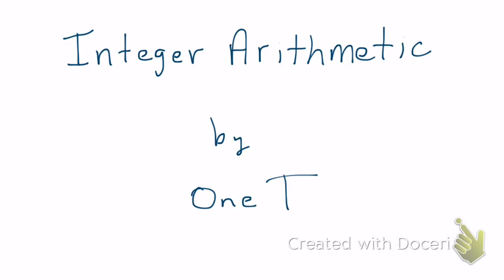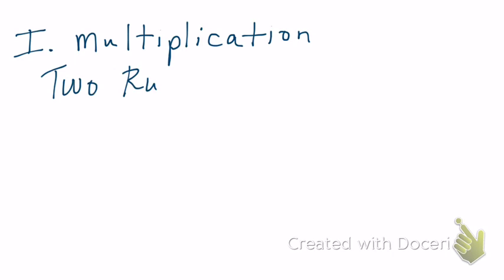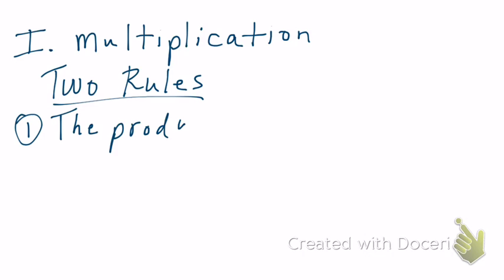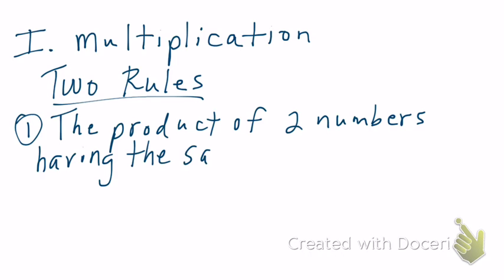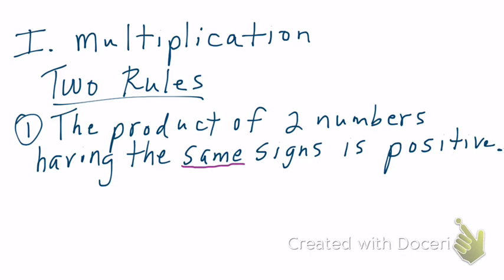In this lesson, we're going to discuss integer arithmetic. So first of all, let's talk about multiplication. There's two rules for multiplication. The first rule is that the product of two numbers having the same signs is positive. So the product, that's when we multiply, two numbers having the same signs, we're going to get a positive.